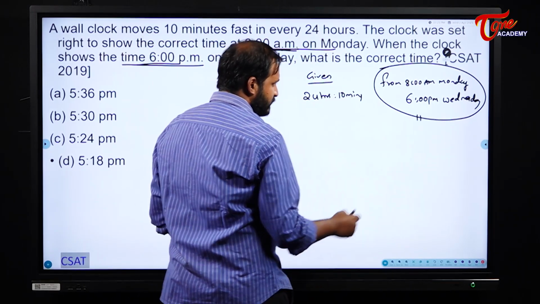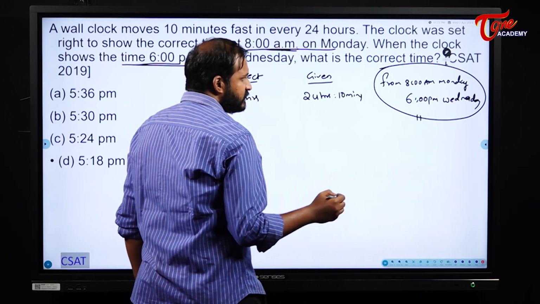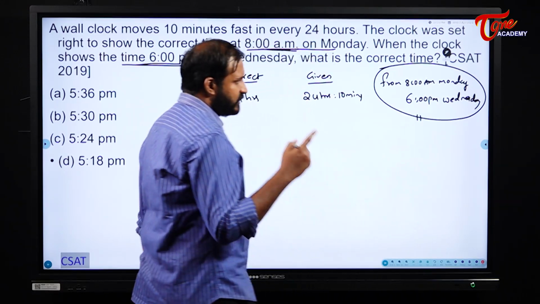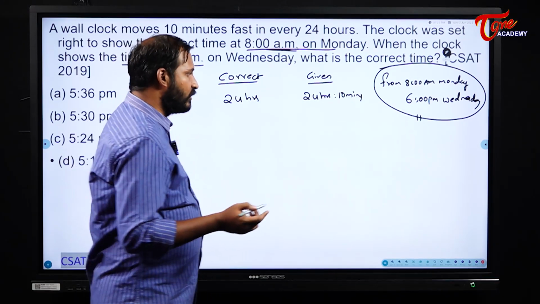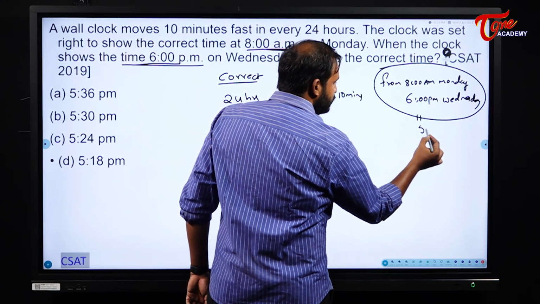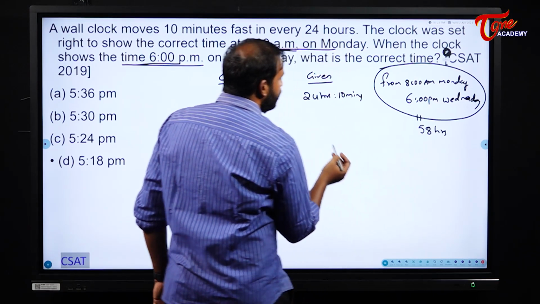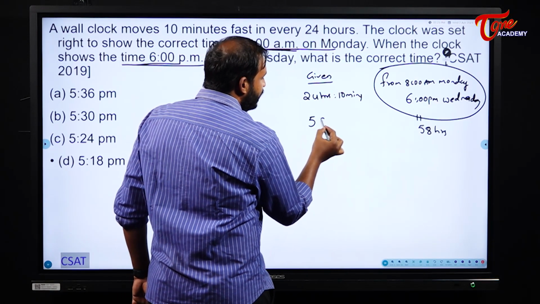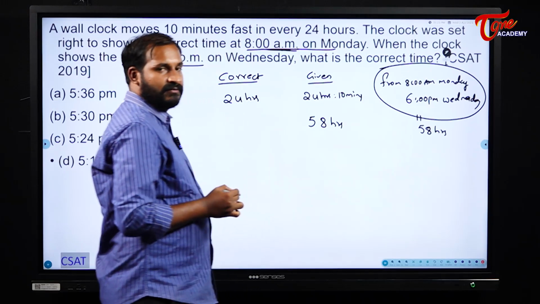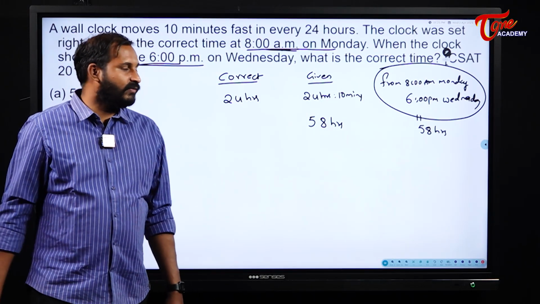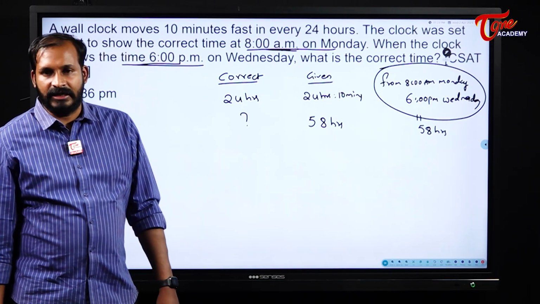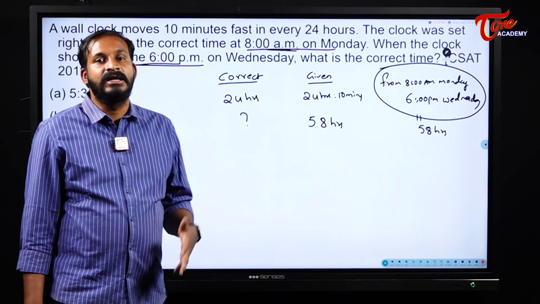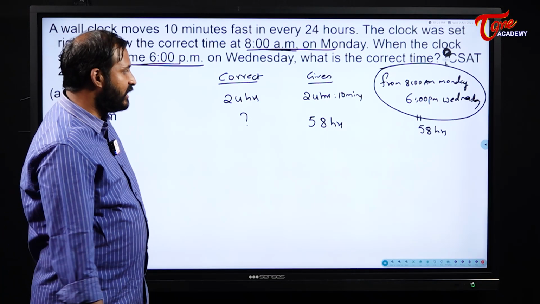2 days 10 hours. Here you will have 4 hours and there you will have 6. So total 58 hours. In the given clock, a total of 58 hours was covered. So how much time will it show in the correct clock, or how much time will it lapse in my correct clock?